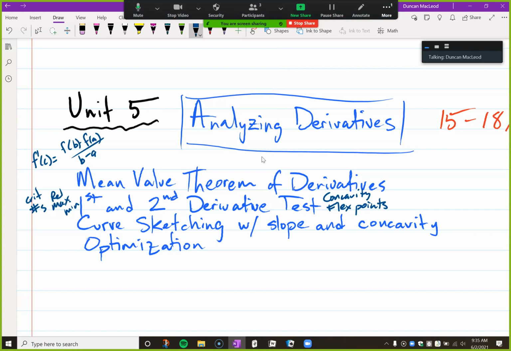Optimization is where you maximize or minimize a word problem. And if you remember optimization, you have a primary equation and a secondary equation. Your secondary equation is only used to substitute information into the primary. And then you're going to take the derivative of the primary equation and look for critical numbers for maxes and mins. I know that's condensed a lot. Those are not quick problems.